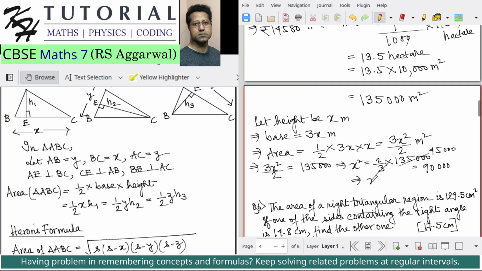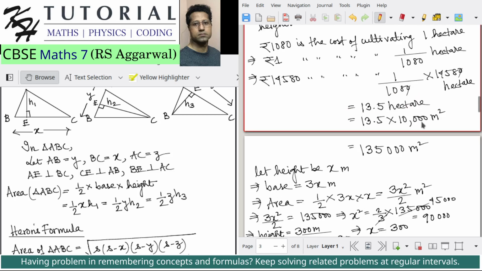So this implies x is equal to 300. x square is equal to 90,000, so x is the square root of 90,000, which is 300. So this implies height was x meter, so x is 300. So height is 300 meter, and base will be equal to 3 into 300 meter, which is equal to 900 meter. So 300 meter is the height and base is 900 meter.